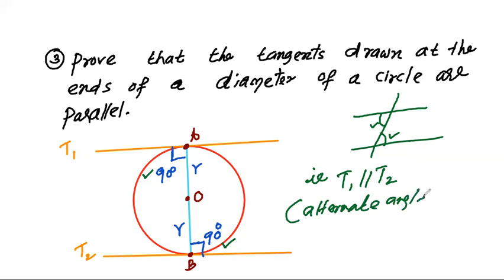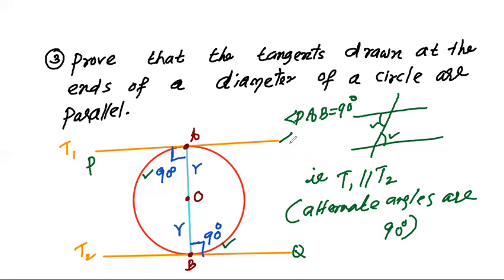Alternate angles are 90 degrees. Before that, you can write here, let me write P here, and here I write Q. So before that one, you can write what? Angle PAB is equal to 90 degrees. Angle QBA is also equal to 90 degrees. You have to mention the reason.